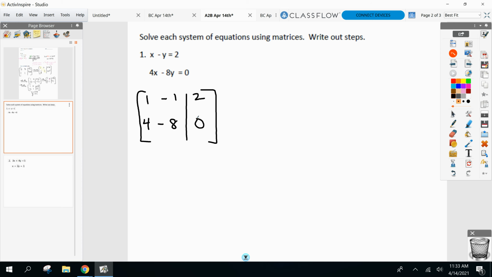Oh, what do you already have in the top left? A 1. You're welcome. Already done. Now, get a 0 underneath it. Okay, you got the 1 in the top left, get the 0 underneath it.